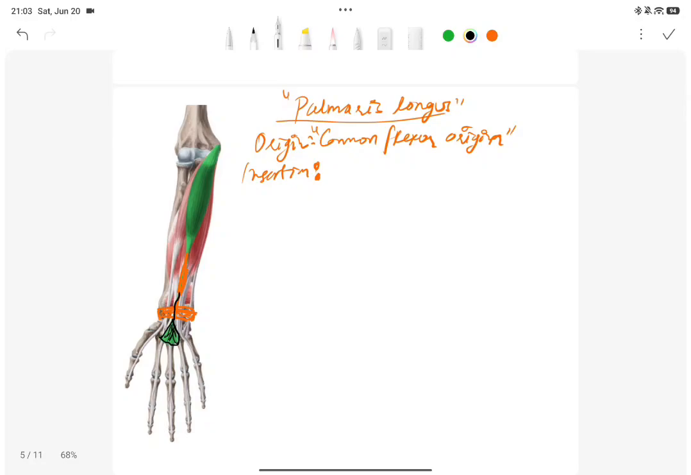सो यसरी चाहिँ देयर विल द इन्सर्सन अफ द पाल्मरिस लङ्गस. त्यसैले चाहिँ नाम पाल्मर एपोन्युरोसिसमा गएर नासिने हुनाले यसलाई चाहिँ पाल्मरिस लङ्गस पनि भने है. सो इन्सर्सनको कुरा भयो भने स्लेन्डर टेन्डन है.